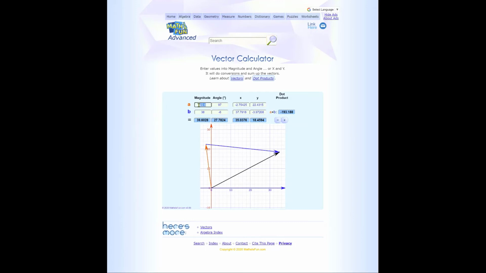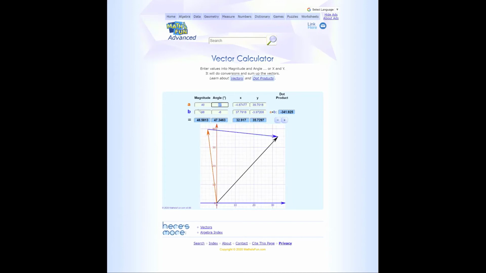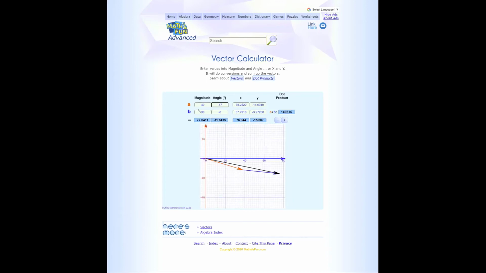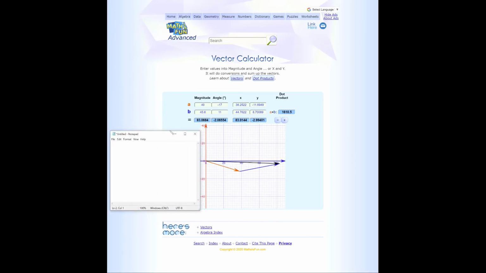So this one had vector D came in with a magnitude of 40 and it dipped low at 17 degrees. Vector C was pointing upwards with a magnitude of 45.6 and it had an angle of 11 degrees. So the magnitude of the initial momentum was, we'll just go for 83 at minus 2 degrees. Alright, so let's now check it against the final momentum.